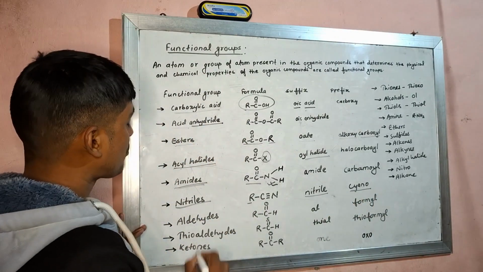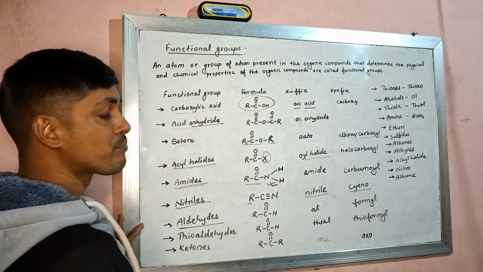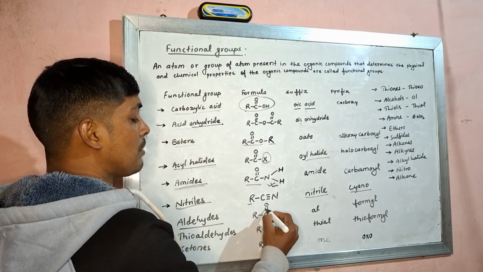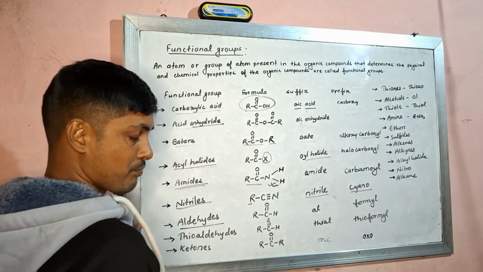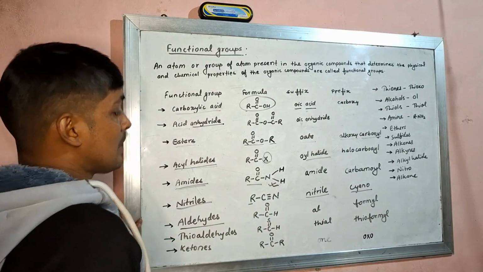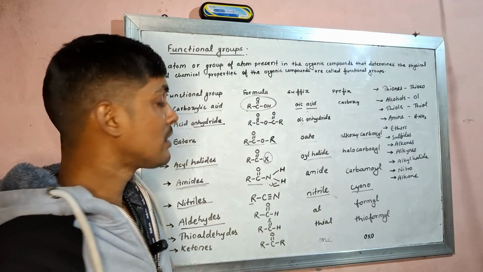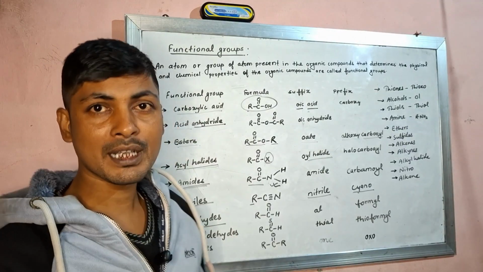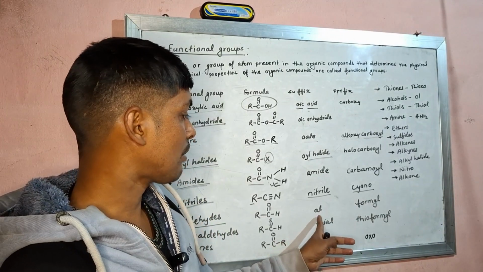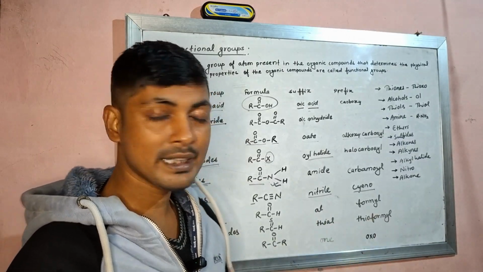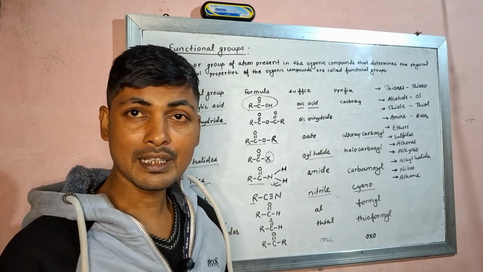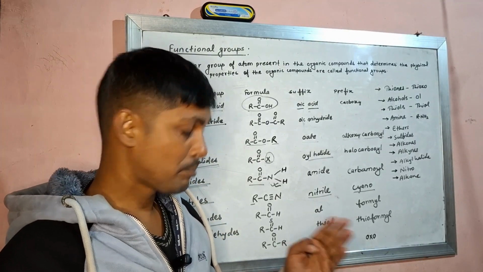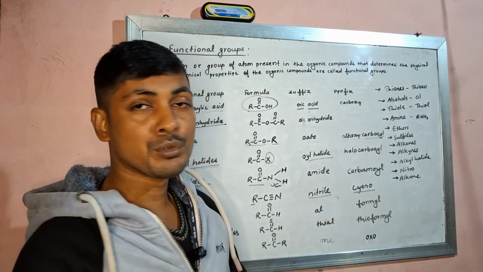The next very important functional group is aldehyde. Its structure is R, single bond C, double bond O, single bond H. When it comes as the main functional group, then we use the suffix al. But when it is used as a prefix, it is not the main functional group. In that case, we have to write formyl.